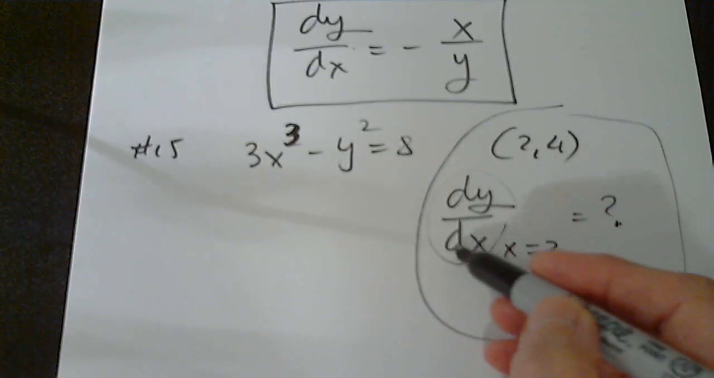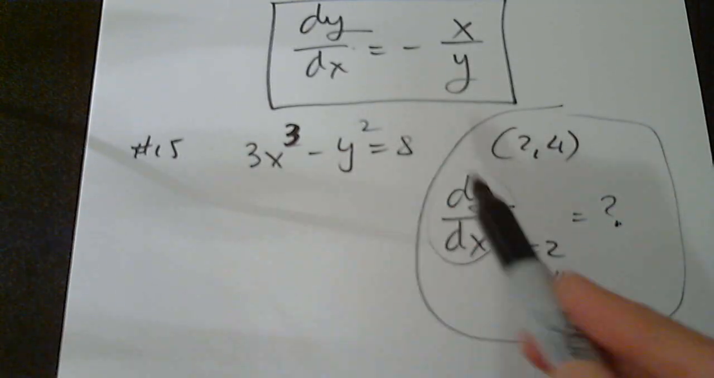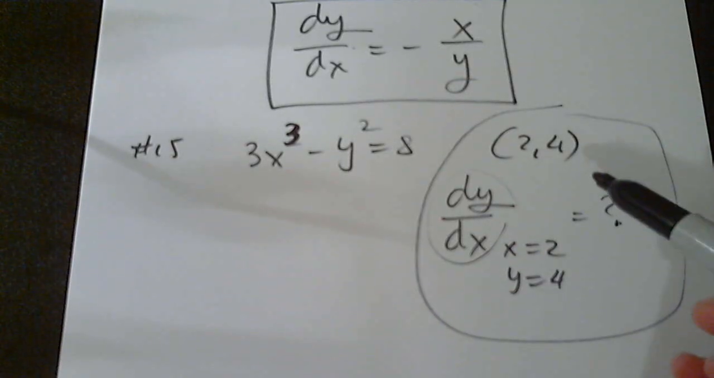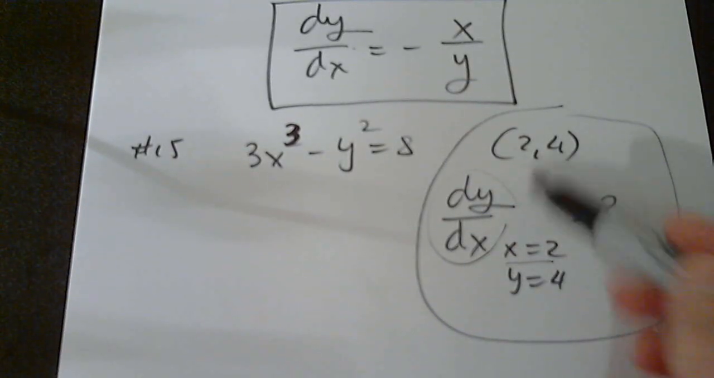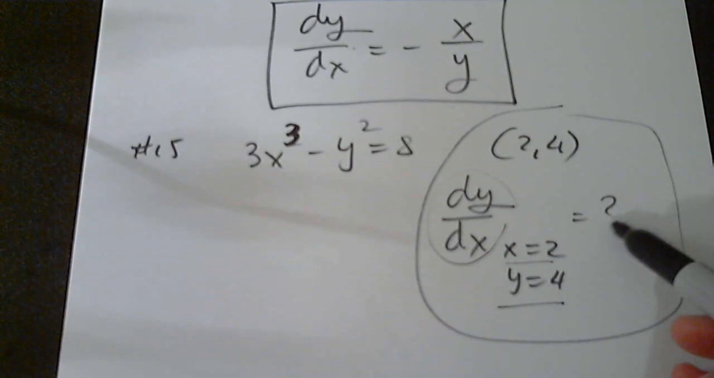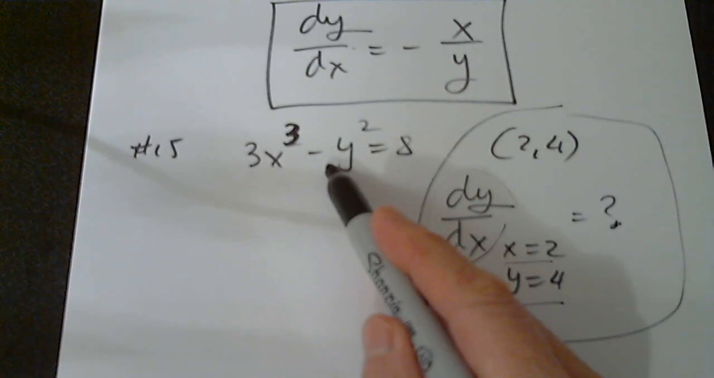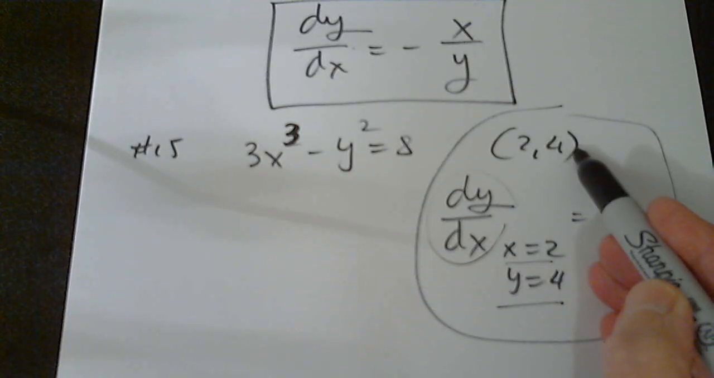So the question here is, find the slope at this point. So determine an expression from the given equation, determine dy over dx like we did before. And then when you're done, replace x by 2 and y by 4 to see what is the slope of the tangent line to the graph of this curve at this point.